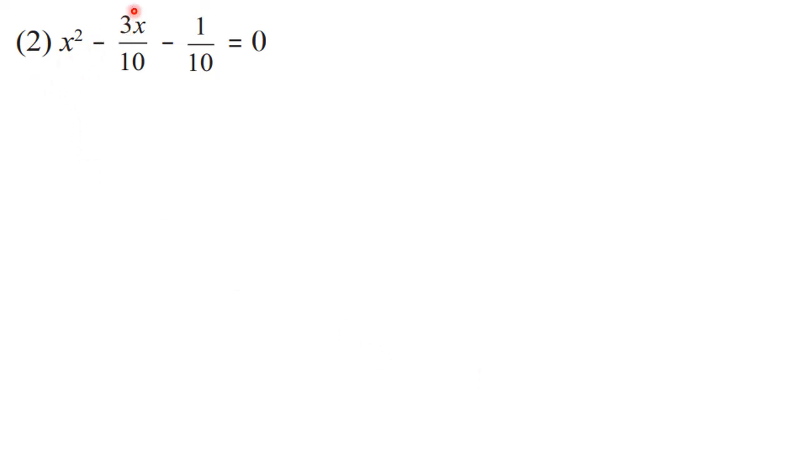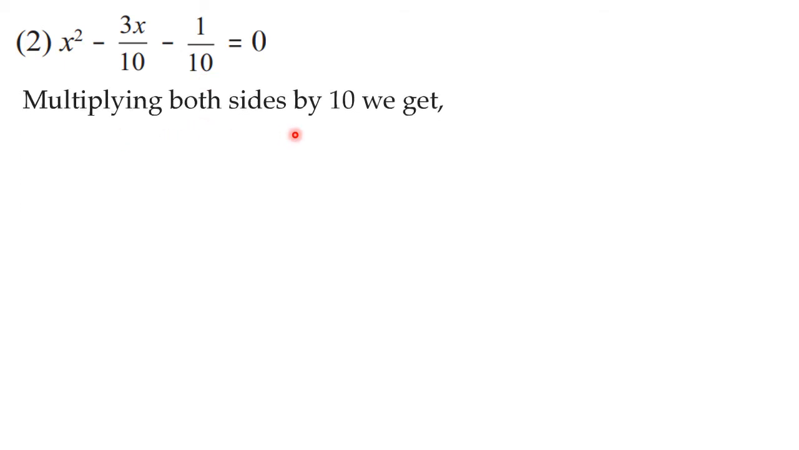x square minus 3x upon 10 minus 1 upon 10 is equal to 0. See, here also we can see fractions are there, and whenever there are fractions, we always try to eliminate the denominator. If we have different numbers, then we think of the LCM of those numbers and then multiply by that number. But here the number is the same. So we have to multiply both sides of the equation by 10 so that we can remove this 10 from the denominator. Okay, so your very first step is what? Multiplying both sides by 10.